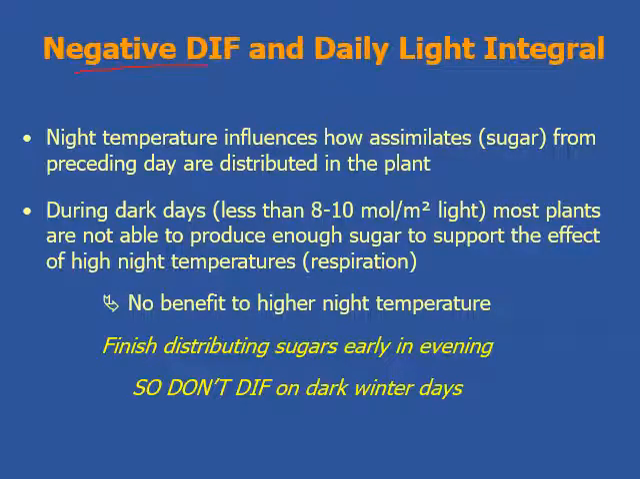Combining negative DIF with your daily light integral is also important, right? So your nighttime temperature obviously affects how sugars flow from the previous day's photosynthesis. And when there are days where there's actually very low DLI, so in the winter you don't have a lot of light unless you have grow lights, but let's say there's no grow lights. Oftentimes the plants don't produce enough sugar to grow because the sugar they do produce is consumed by respiration at night. So that's why through November, December, early January, crops really don't grow a lot unless they have supplemental lighting, because they're barely producing enough sugar to maintain their own respiration.